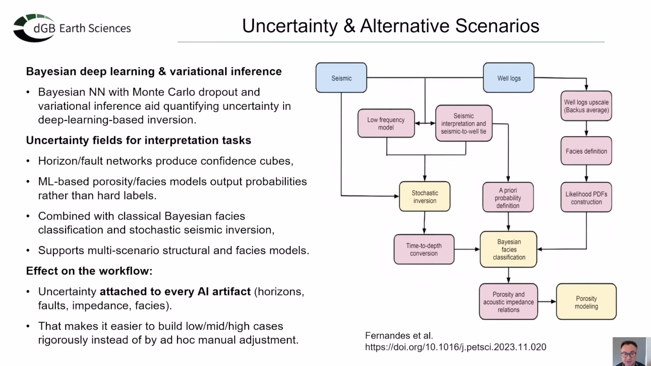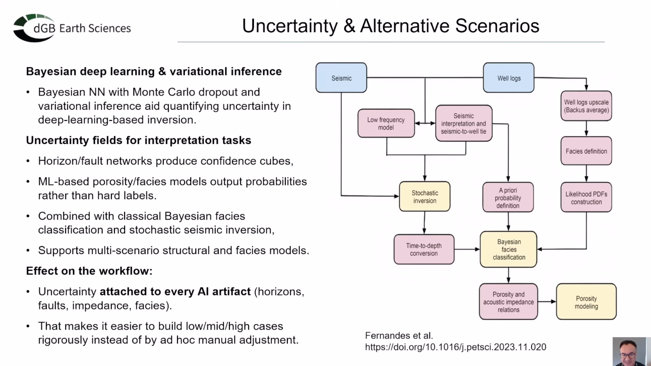Uncertainty fields for interpretation tasks, where we can take all of the data that we have as inputs, for example, horizon and fault networks, produce confidence cubes, machine learning-based porosity facies models, output probabilities rather than hard labels. We combine this with classical Bayesian facies classification and stochastic seismic inversion, and then we can support multi-scenario structural and facies models. And so AI machine learning has a deep impact on the workflow, where this uncertainty now can be attached to every AI artifact, whether it's horizons, faults, impedance, facies, etc.